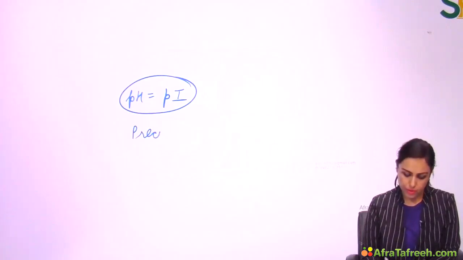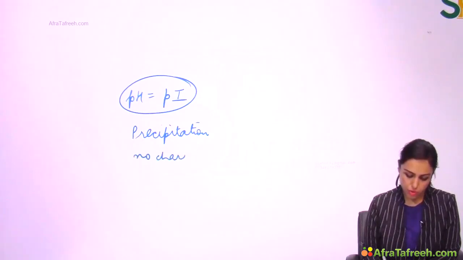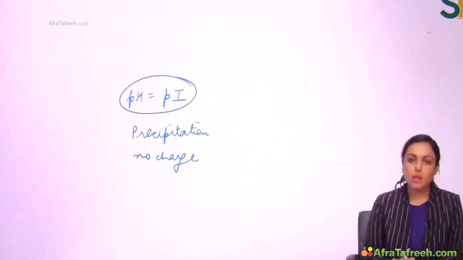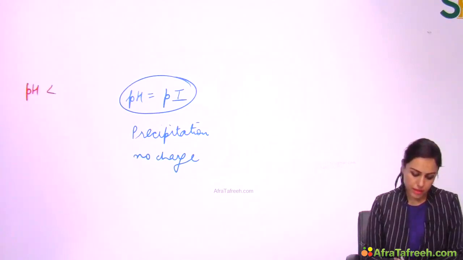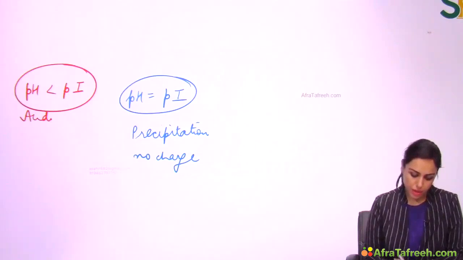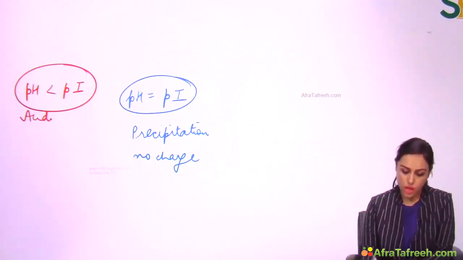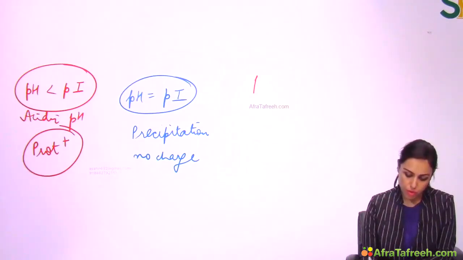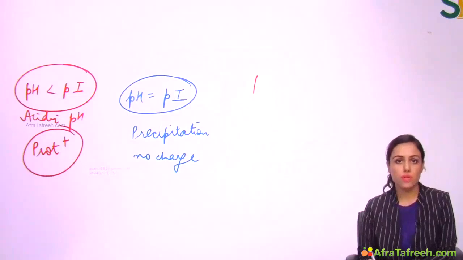So when our pH is equal to pI, then there is no charge, so precipitation occurs. At this pH, there is no charge, so precipitation occurs, net charge is 0. But if pH is less than pI, that is acidic pH, at acidic pH, protein exists as positive charge. Protein has positive charge on it. And if pH is more than pI, that is alkaline pH, at alkaline pH, protein is having negative charge on it, right?